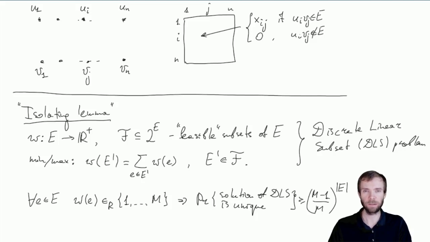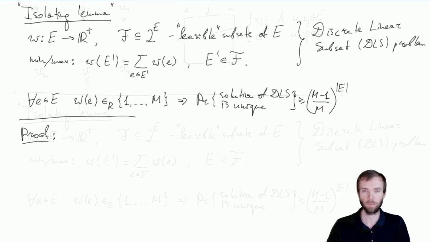We'll choose the weights of graph edges so that although the original unweighted graph could have many perfect matchings, with high probability after we add weights to the edges, there would exist just one unique minimal weight perfect matching. And now let's switch to the proof of the isolating lemma.